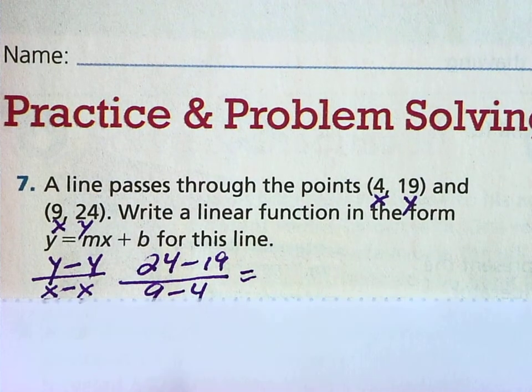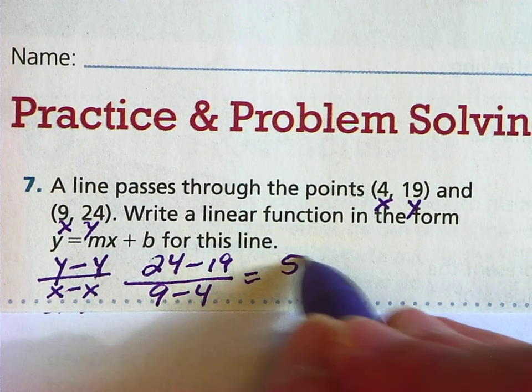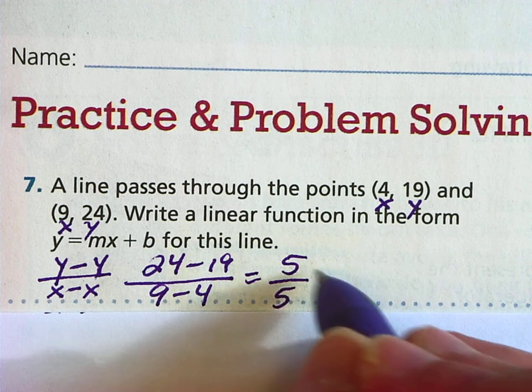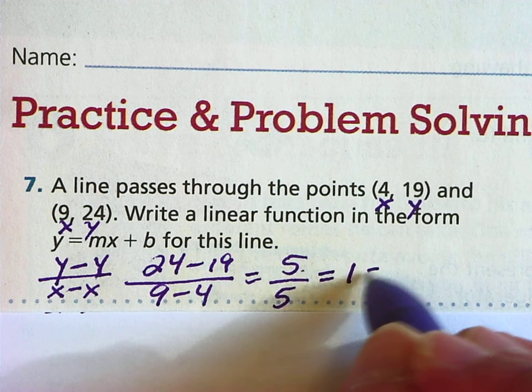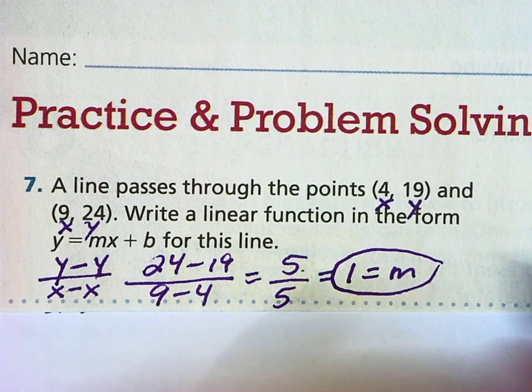Okay, 24 take away 19 is 5. 9 take away 4 is 5. And 5 divided by 5 is 1. Okay, that is my slope. 1 is my slope.